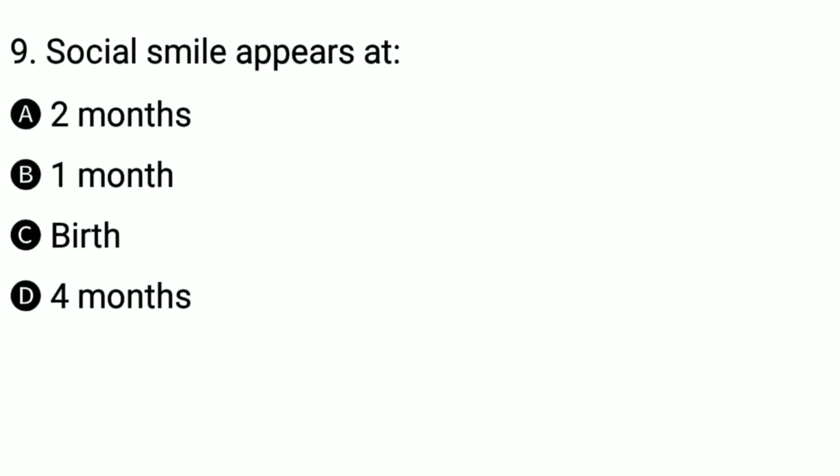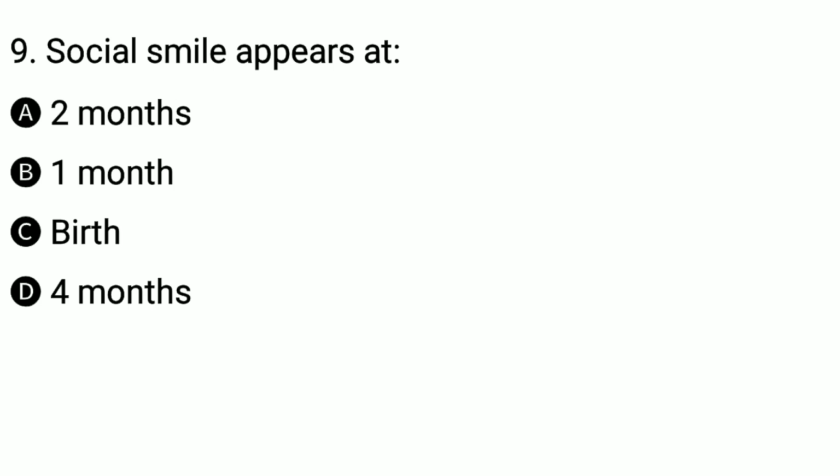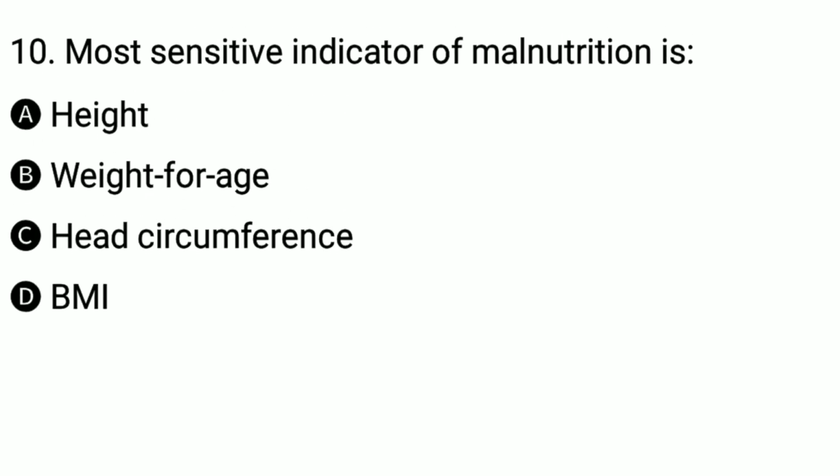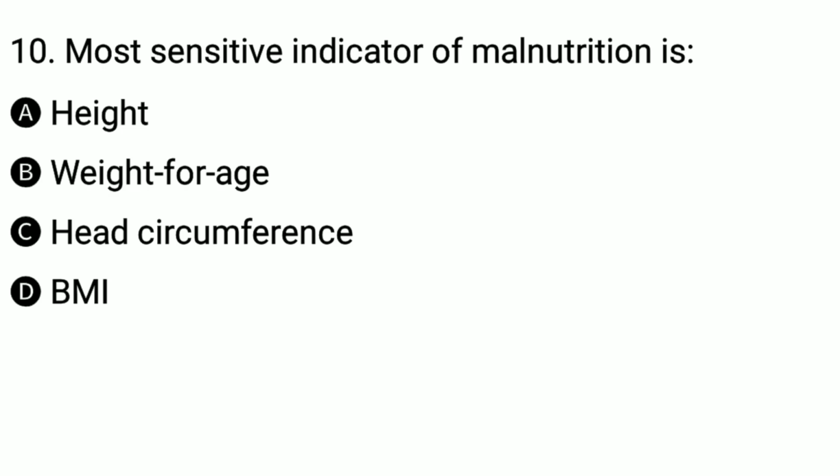Question number 9. Social smile appears at. The right option is option A, 2 months. Question number 10. Most sensitive indicator of malnutrition is. The right option is option B, weight for age.